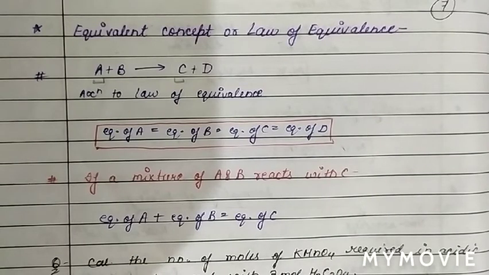So see, the question is based on gram equivalence. We have to calculate the number of moles of KMnO4 required in acidic medium to react with 3 moles of oxalic acid. H2C2O4 is oxalic acid. As we know, KMnO4 is an oxidizing agent.